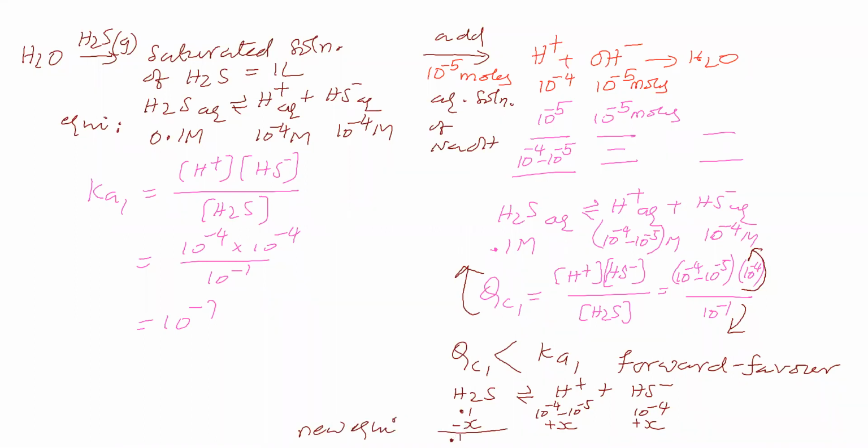In the new equilibrium, the concentration is 0.1 minus x. Here the concentration is 10 power minus 4 minus 10 power minus 5 plus x. Here the concentration is 10 power minus 4 plus x. Now see the concentration values in the new equilibrium: the concentration of H2S is this much, the concentration of H plus is this much, the concentration of HS minus you see. Now let us compare. At equilibrium, you see the HS minus concentration here.